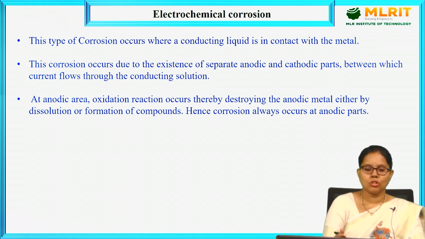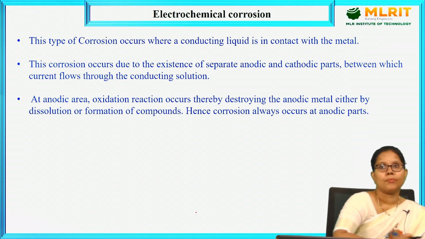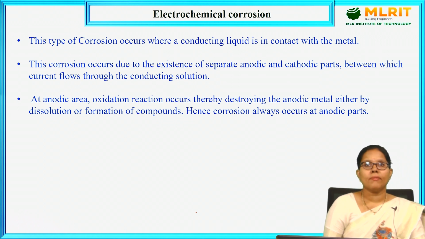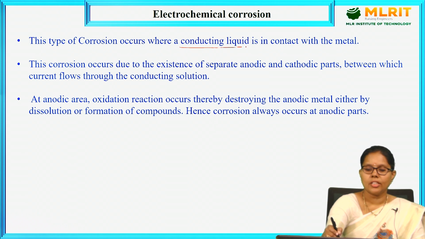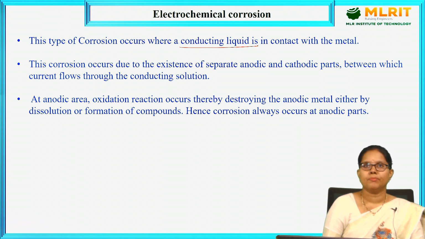This type of corrosion occurs where a conducting liquid is in contact with the metal. So, the metal, let us take an example of an iron. When an iron is dipped in the diluted sulfuric acid solution or when it is dipped in the aqueous salt solution, there is a chance for the corrosion.